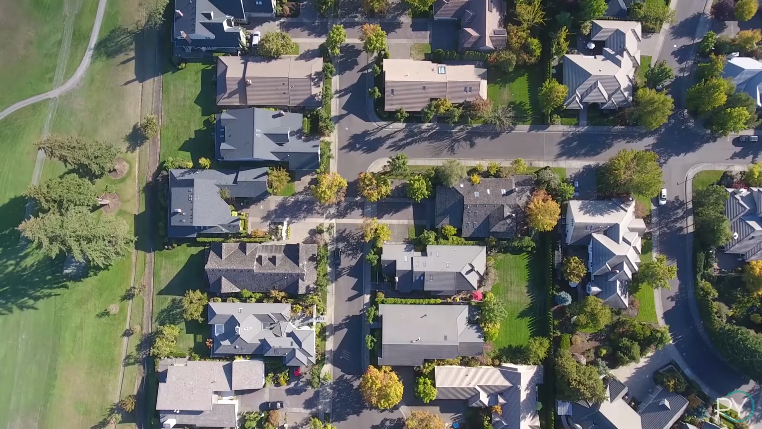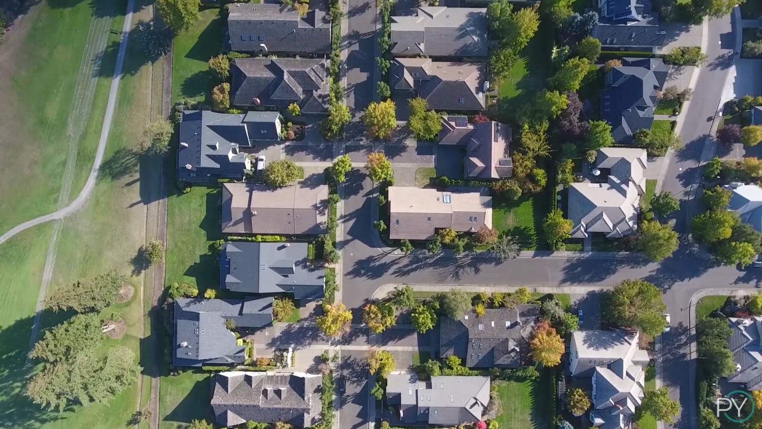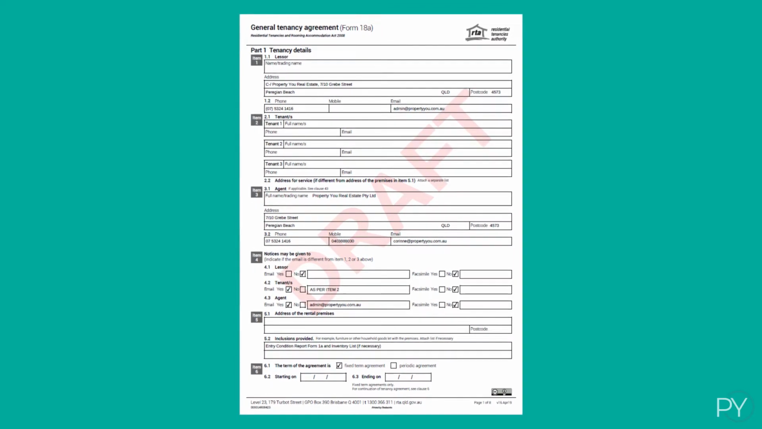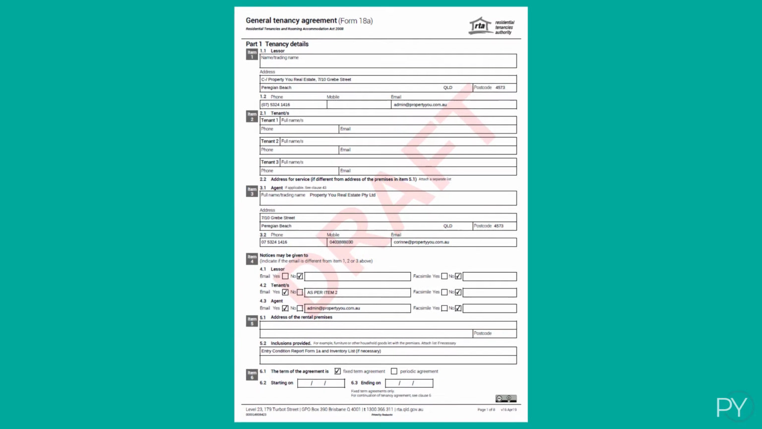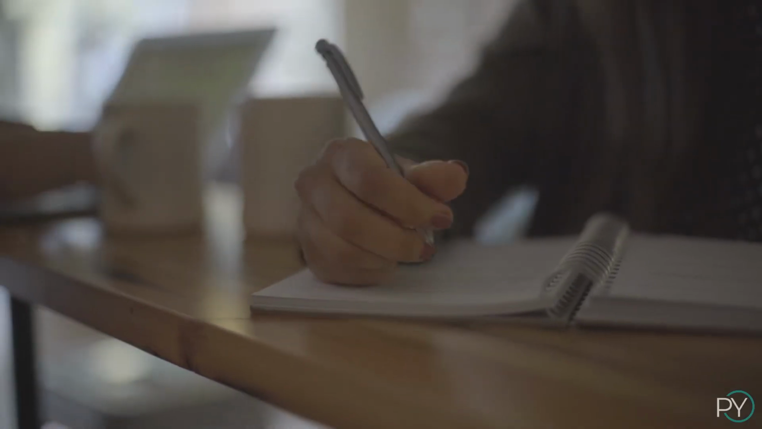We understand that moving can be a busy time, so we have created this video to help get you started. By now, you would have received your tenancy agreement via email. Before signing, please read through your agreement thoroughly to ensure all the details are correct and that you understand the agreement, including any special terms. If any details are incorrect or you have any questions, please let us know before you sign.